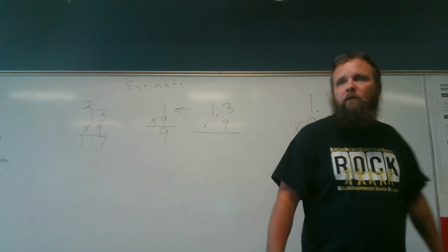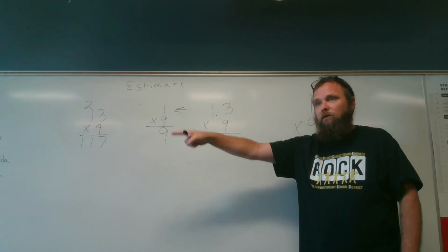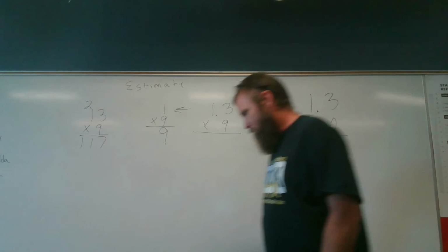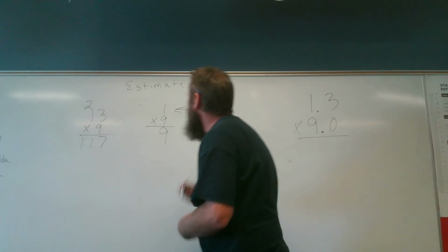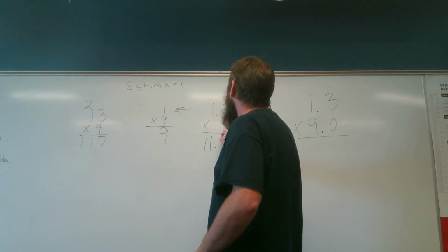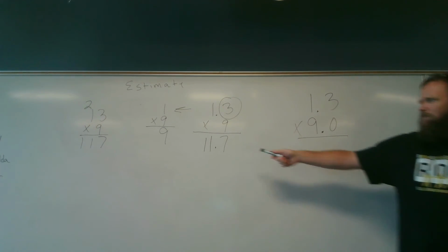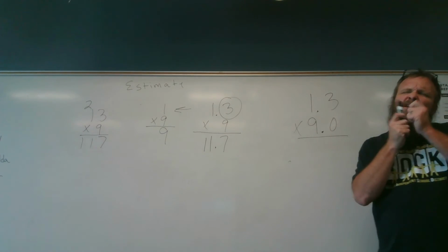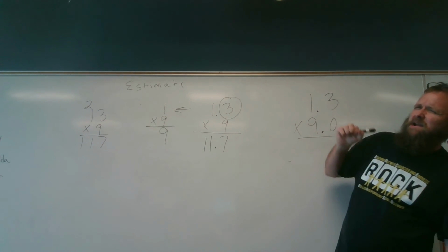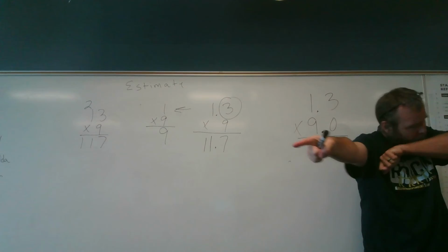Well, no, for number 4 in the pink card. Not for this problem. This problem, we have, because there's one number behind the decimal point. So, Caden, how do I say this? 11 and 7 tenths.